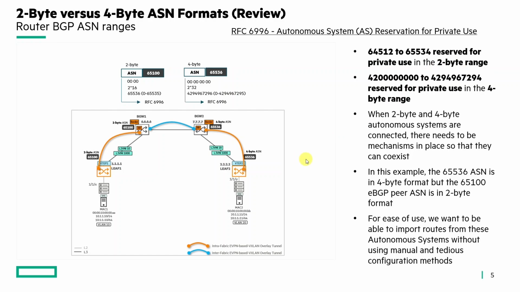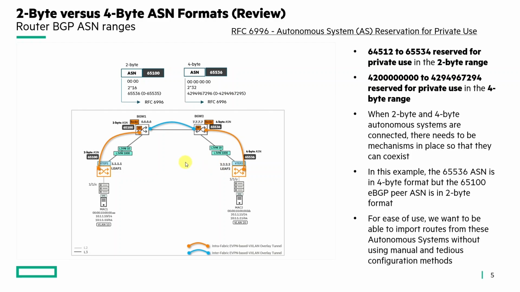But we also have environments that support the longer byte format as well. Specifically, other multi-vendors support the larger 4-byte ranges, and you can see the range here. I'm not going to read the long numbers, but it's reserved for private use in the 4-byte range, and you can see the ranges that are covered there. So 65536 in this example is actually a 4-byte ASN because it's out of the 2-byte range, as you can see listed here. This is just here for your reference.